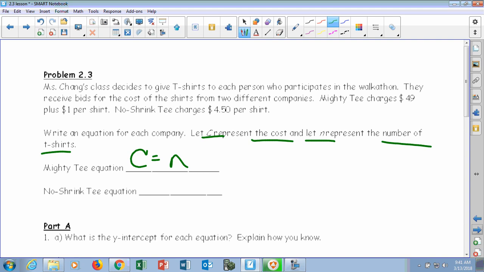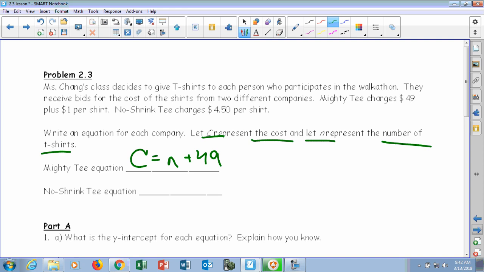Yes, it would just be N because they said they charge $1 per shirt. Technically, if you really want, you can put a 1N, but that 1N is not needed, and you can just write N. But if you feel more comfortable writing 1N, that's fine. But Mason, we're missing something else to it. What else do they tell us about the Mighty T's? Yeah, they charge an additional $49. So there's our equation.